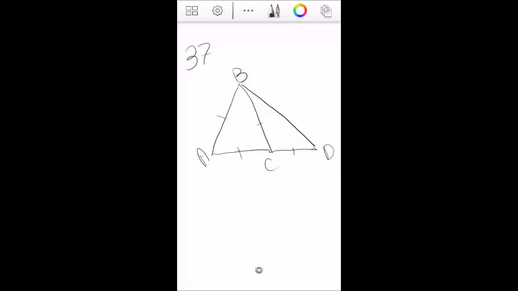Alright, starting off with question 37, which we should have done yesterday, but we didn't because I don't know what I'm doing. Alright, so it is, what is the measure of angle D? And we're given this picture here.